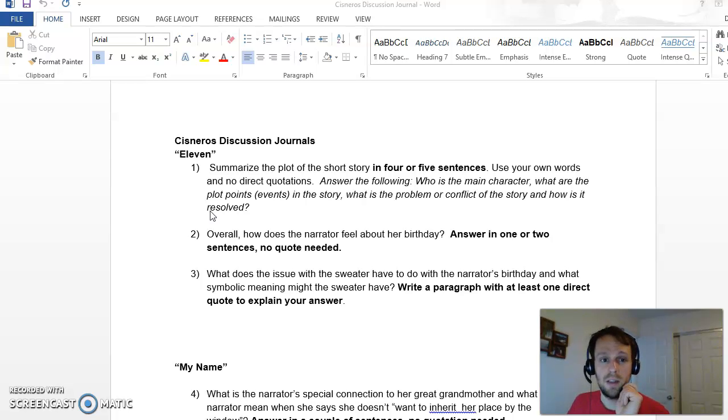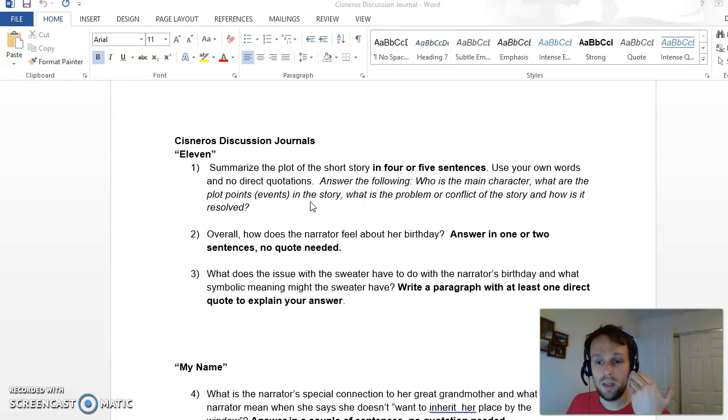For number 1, you're going to summarize the plot of the short story in 4 to 5 sentences. Since it's a summary, it should be in your own words and you shouldn't have any direct quotations. These questions are here to guide you, and if you answer them, you would have a full summary. Who's the main character? What are the plot points or events in the story? What's the conflict, the problem of the story, and how are those things resolved?